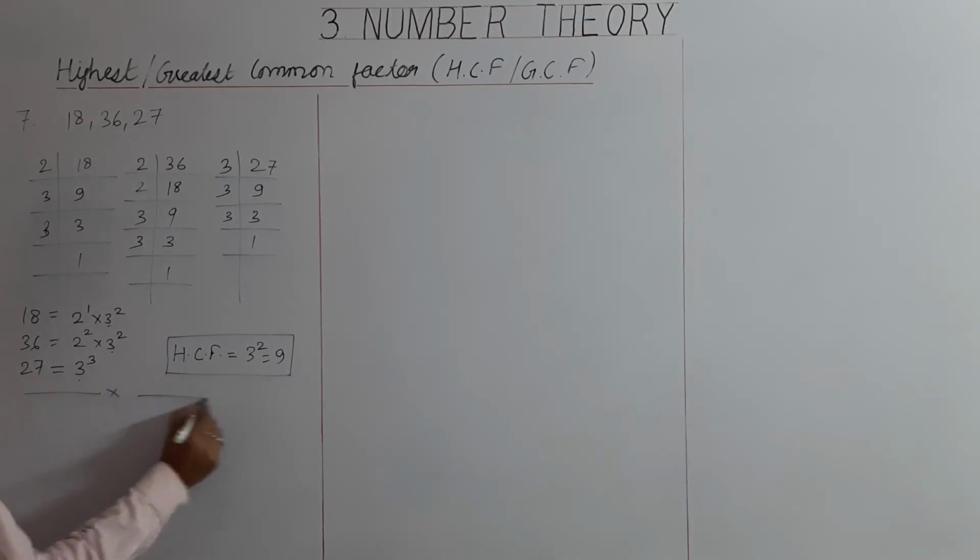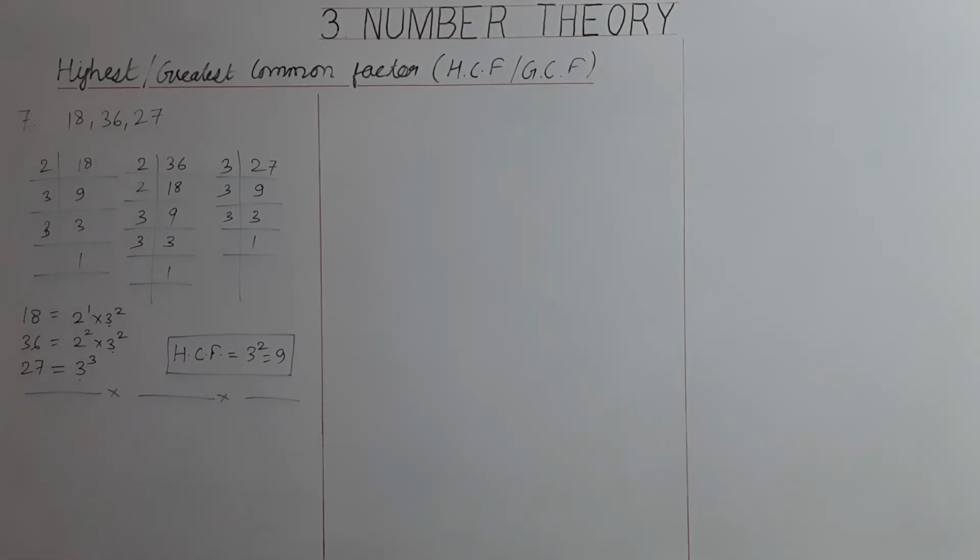Okay, next question. Question number 9. Given numbers are 104, 78 and 65. So you have to find prime factors of 104, 78 and 65.